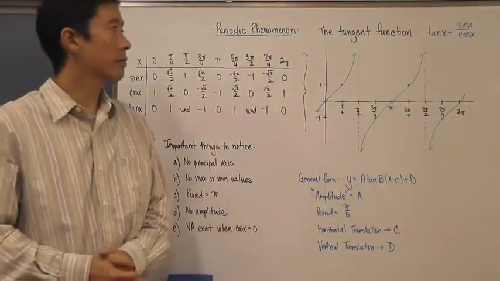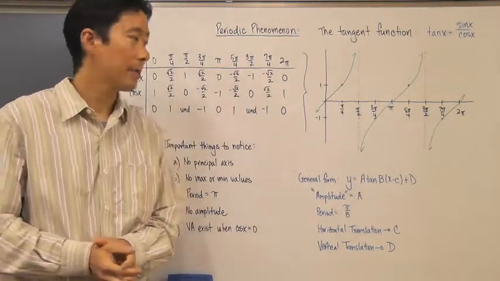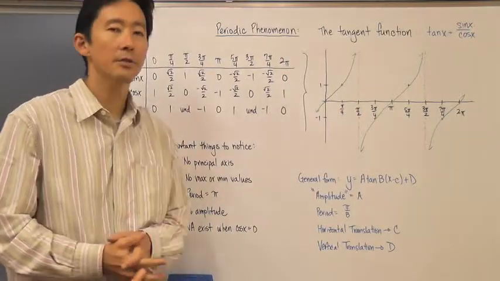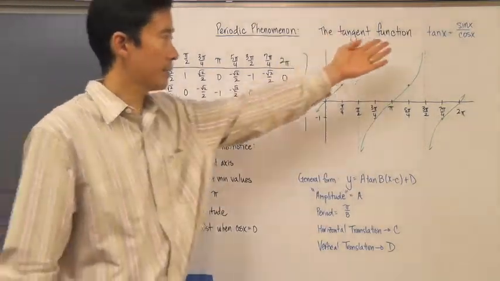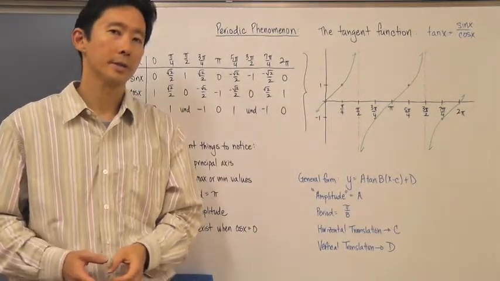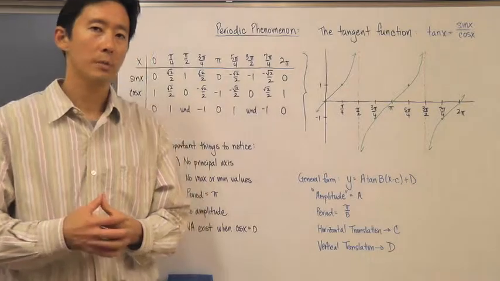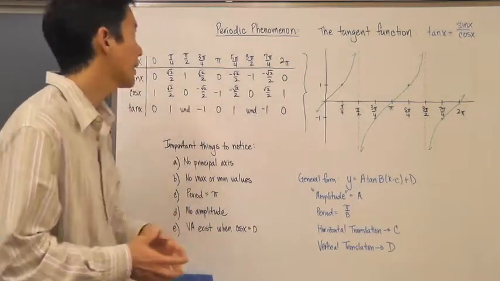Okay, let's continue with what we want to investigate with regards to periodic phenomena and taking a look at the tangent function. Now we said that the tangent function is going to be defined as tangent of x equals sine x over cosine of x. So if we go ahead and take a look at some of those values, we can then determine the values for tangent of x.